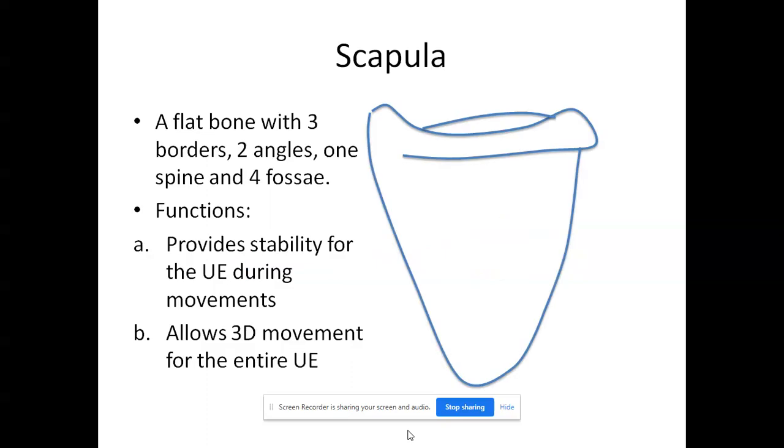Coming to scapulae. Scapulae is a flat bone placed posteriorly, elliptically on the rib cage. It has three borders, that is medial, lateral, and superior, two angles, superior and inferior, one spine, that is your acromion process, and four fossae, that is supraspinous fossa, infraspinous fossa, subscapular fossa, and glenoid fossa.